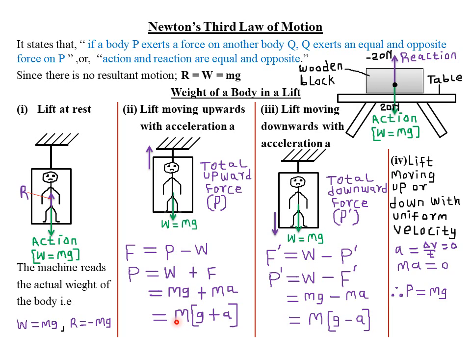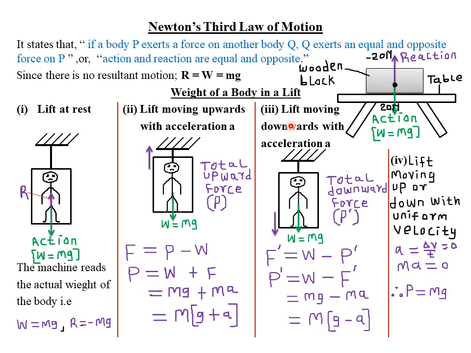So if I factor out m, we shall have the total upward force being equal to mass into bracket g plus a. Of course, where g is the gravity, while a is the acceleration at which that particular lift is moving upwards. So this is the formula that we use to find the reading of the machine when the lift is moving upward. So the most important formula to note is that P is equal to m into (g plus a).